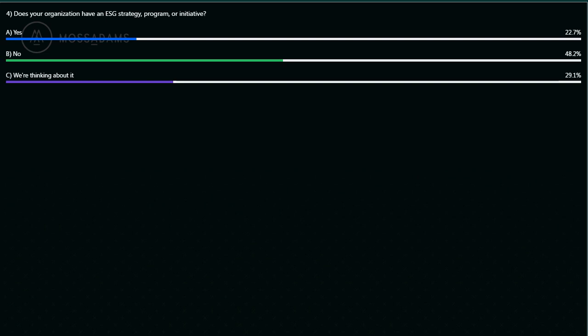So I'd say most people are a no, but I see that 30% of folks are thinking about it, and that feels about right. People are thinking about implementing something for ESG and trying to figure out where to go.